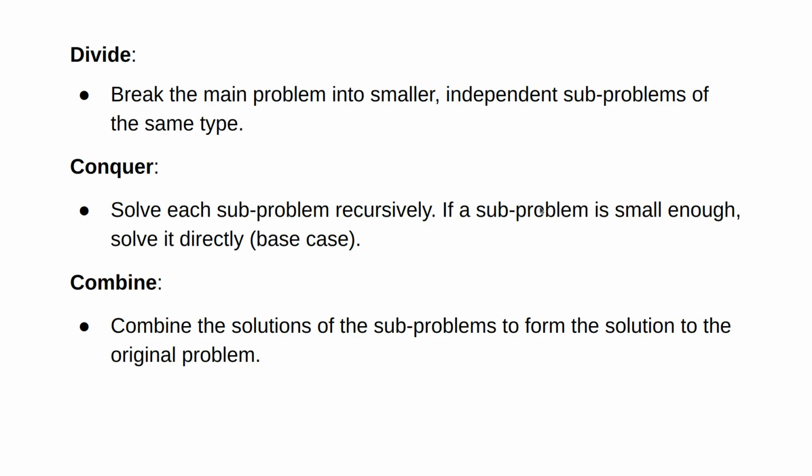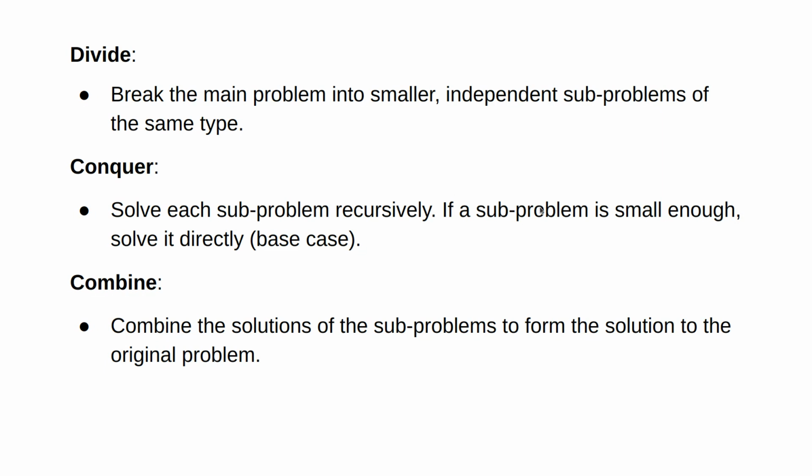So here are the three steps. First is divide, that is, break the main problem into smaller independent subproblems of the same type. Then conquer. In this phase, we solve each subproblem recursively. If a subproblem is small enough, solve it directly. The third step is combine: combine the solutions of the subproblems to form the solution of the original problem. So one can say that divide and conquer is recursive in nature.